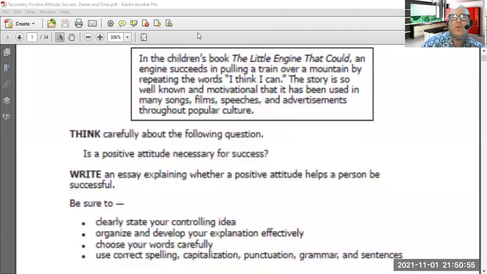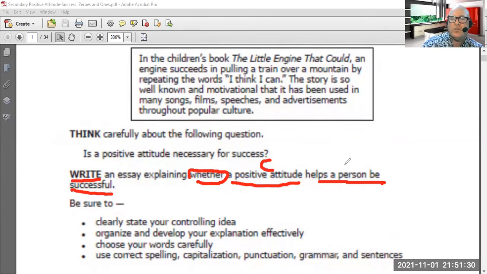Their prompt 1 year was, it says, write. We could underline the word write, and we can circle the keywords. Write an essay explaining whether, there's our W word, a positive attitude, cause, helps a person be successful. Okay. So since that's two parts, this is a two-part question.